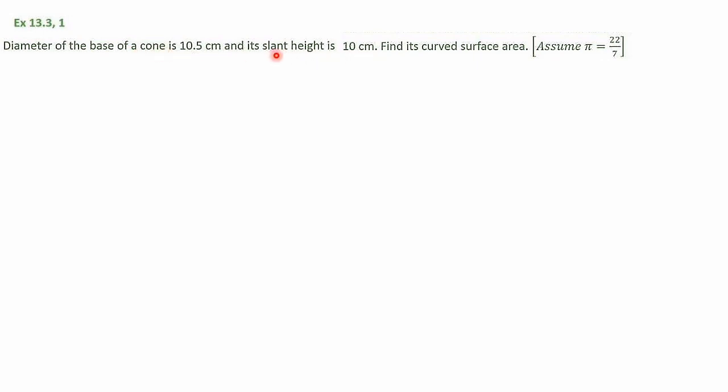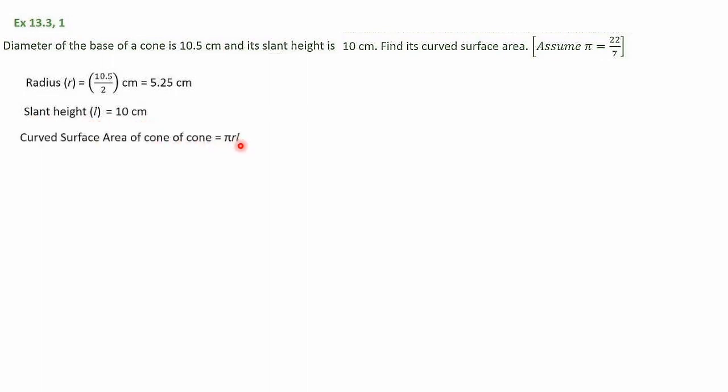So R and L is given, so no need of any additional calculation. Directly we can substitute it in the formula. So let's write the given things. Radius is diameter by 2, that is 5.25 centimeter. And slant height is 10 centimeter. And curved surface area of cone formula is pi RL.